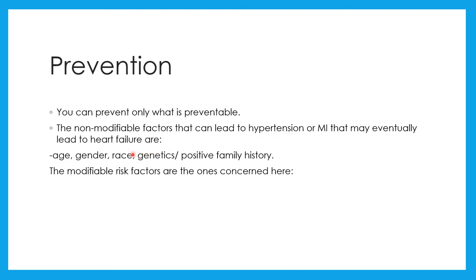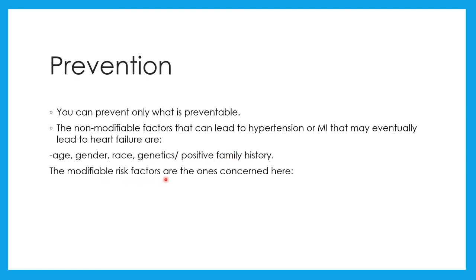Genetics, for the same reason. Hypertension is worse in blacks. Myocardial infarction is worse in whites. And heart failure is worse in blacks. Positive family history, for the same purpose. If it's running in your family, it's better you run in the opposite direction so that you don't meet.